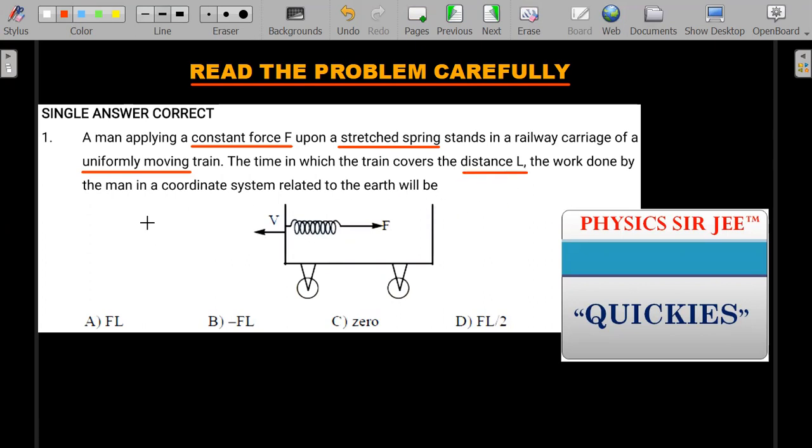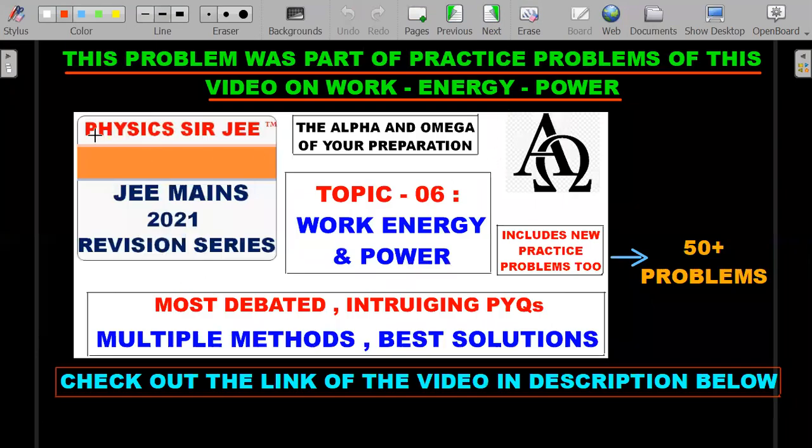The work done by man. This work done by man is of two types of works. One is the work done externally, and one is the work done using the internal mechanism. And all of this is being asked with respect to ground. Okay, so with all these words carefully digested by us, let's move forward.